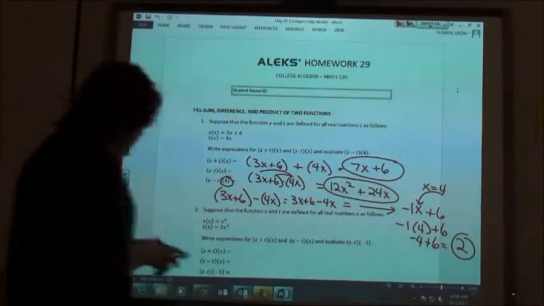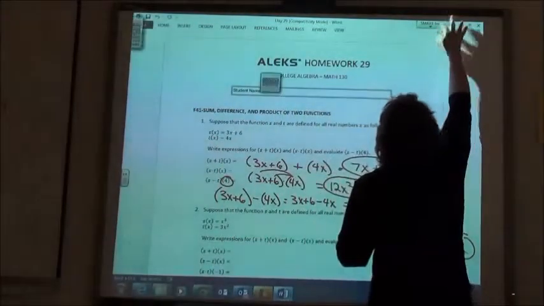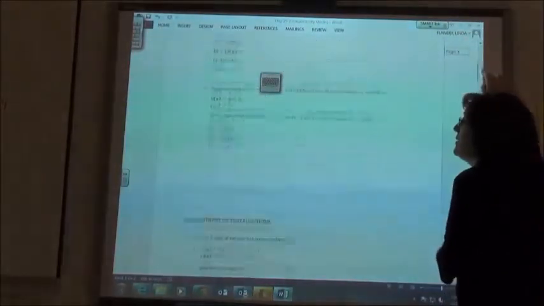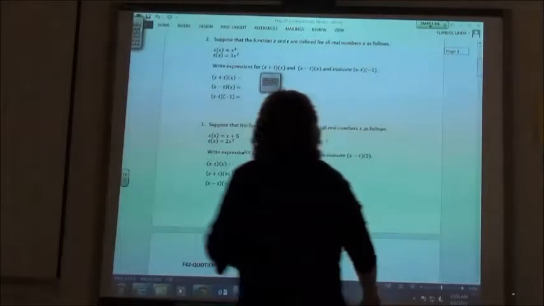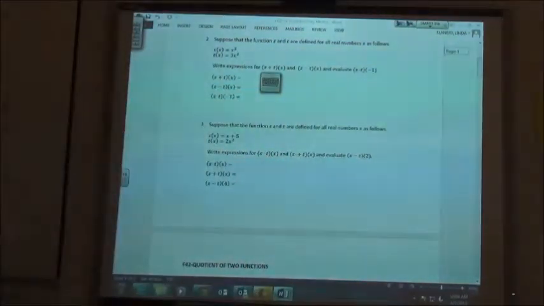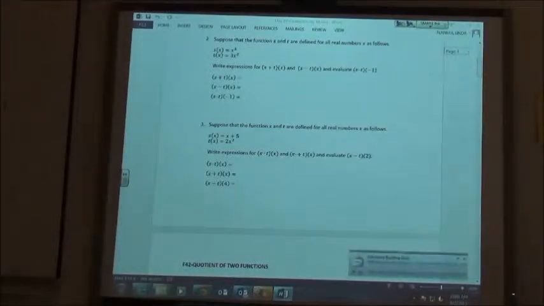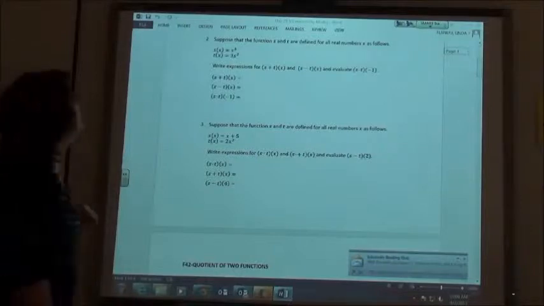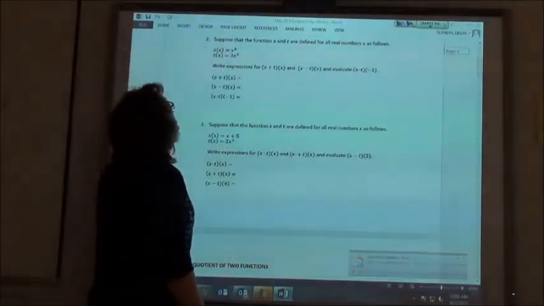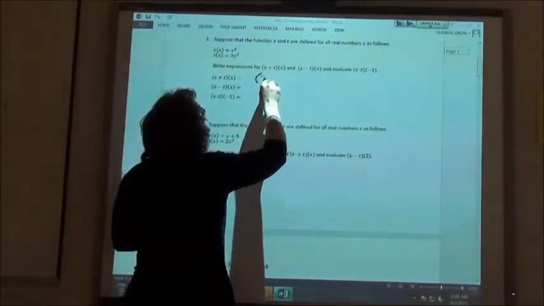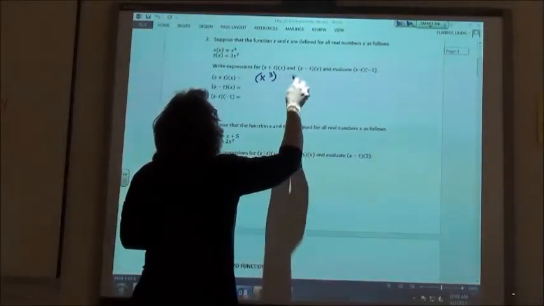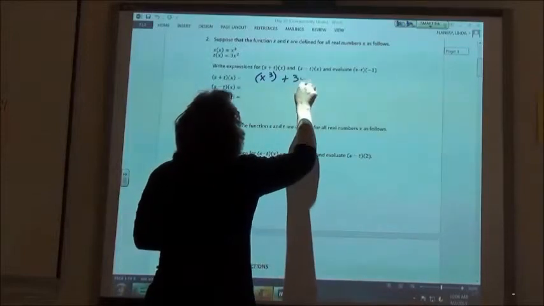So let's go down to number 2. Number 2 then. It says, suppose we have the functions s and t. S is equal to x cubed and t is equal to 3x squared. First of all, we're going to do s plus t, right? So if we're going to do s plus t, what should we have? You're going to have x to the third plus 3x squared.